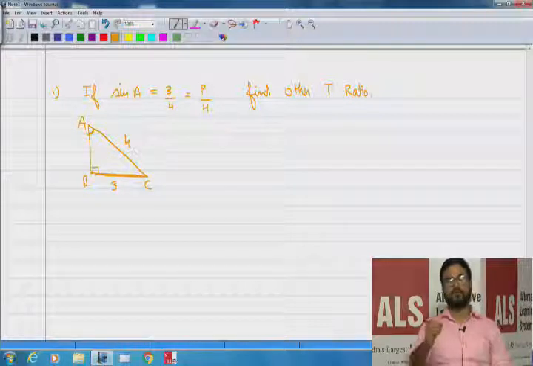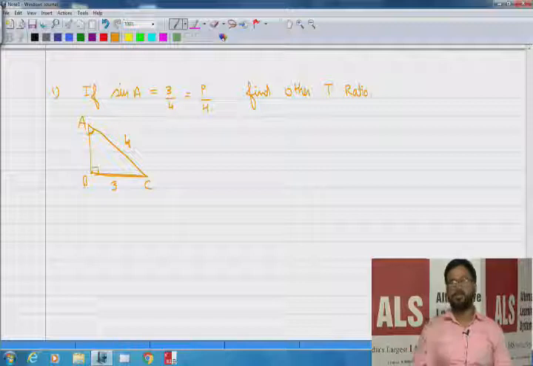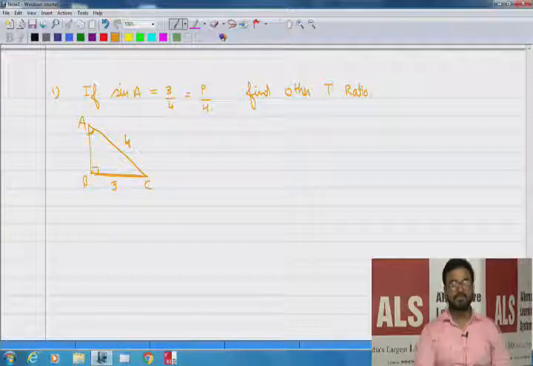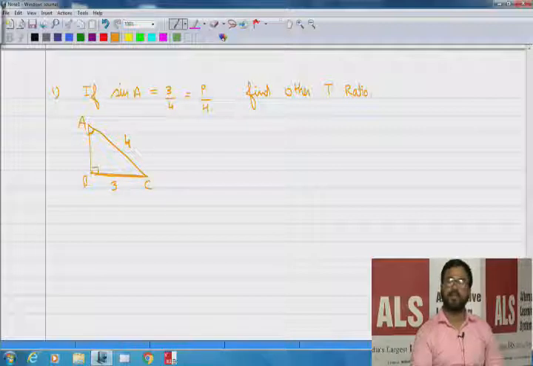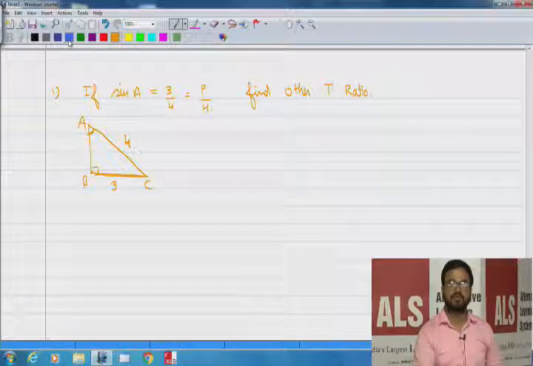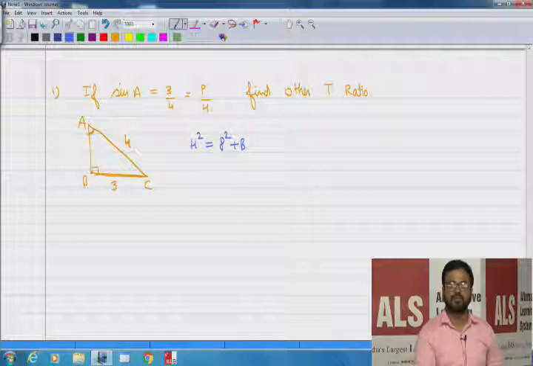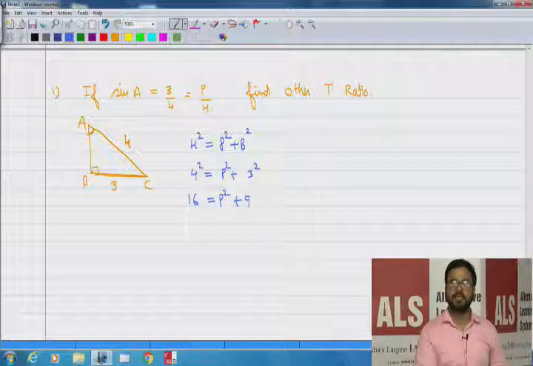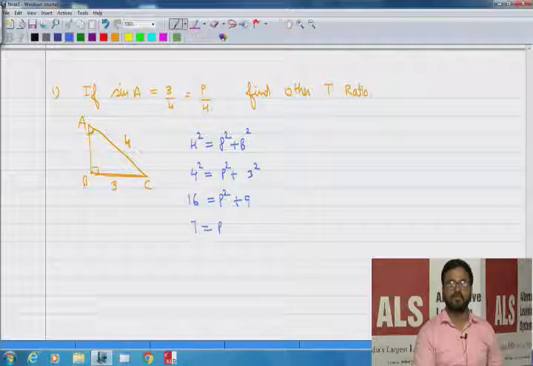So from the sine of A we can write like this, 3 and 4. Now you can find the other ratio by first finding the unknown side. So again applying the Pythagoras theorem. Pythagoras theorem says hypotenuse square is equal to perpendicular square plus base square. H square is equal to P square plus B square. So hypotenuse is 4, 4 square is equal to P square plus 3 square. 16 is equal to P square plus 9. 16 minus 9 is 7, equal to P square, and P is equal to root 7.